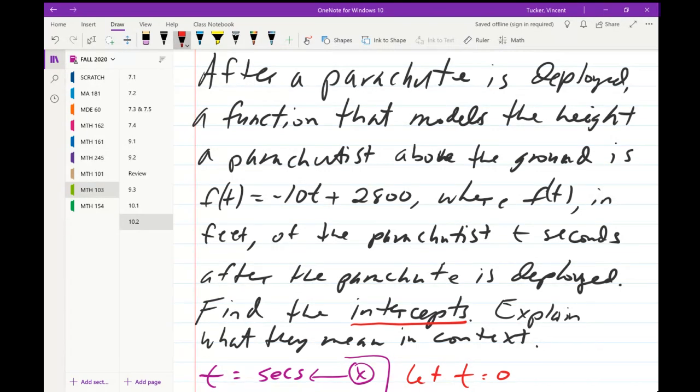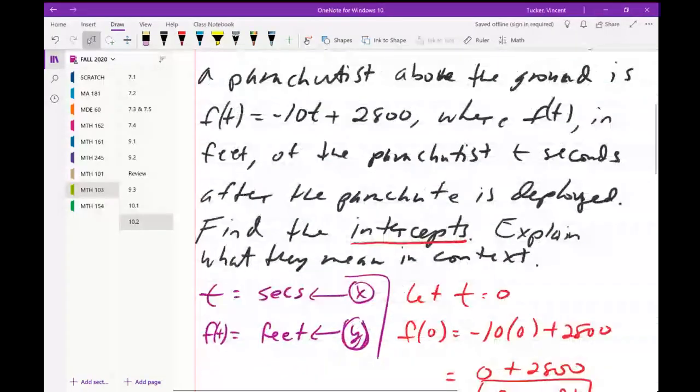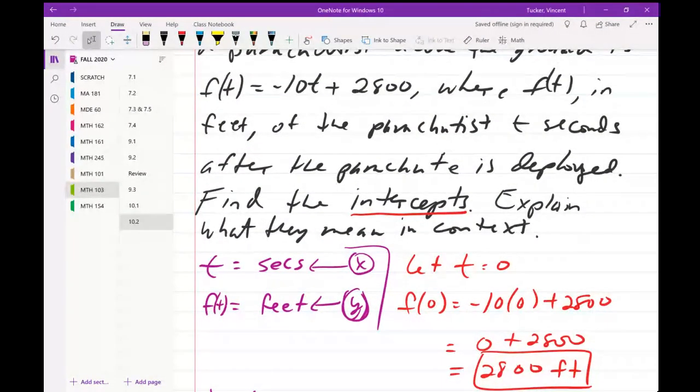So we want to find the intercepts, and then after that we will explain what they mean. So it tells us that t is for seconds, f of t is feet. Don't forget we talked about function notation. So that f of t is going to be y, and the value that we plug in would be the same thing as x. What I'm plugging in is my domain, or in other words, what I'm plugging in is my x. What I get out is my y. Function notation says that f of t is my y.